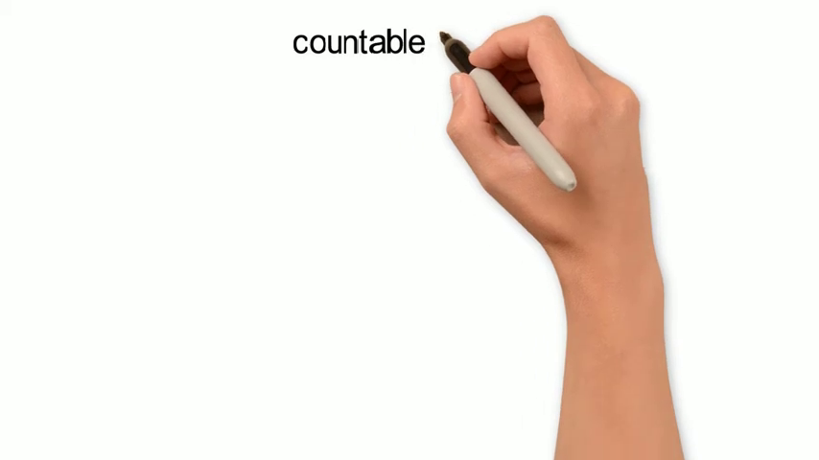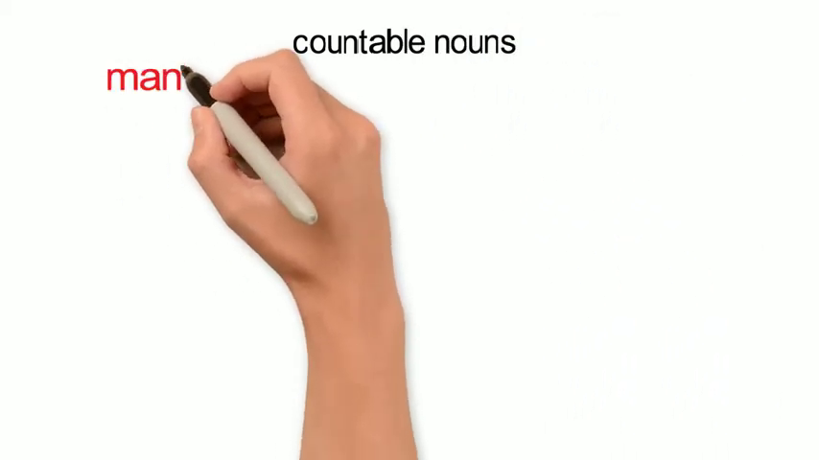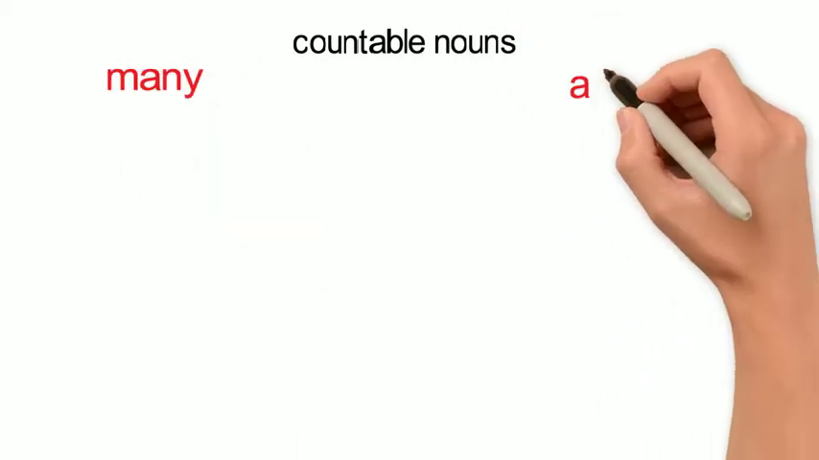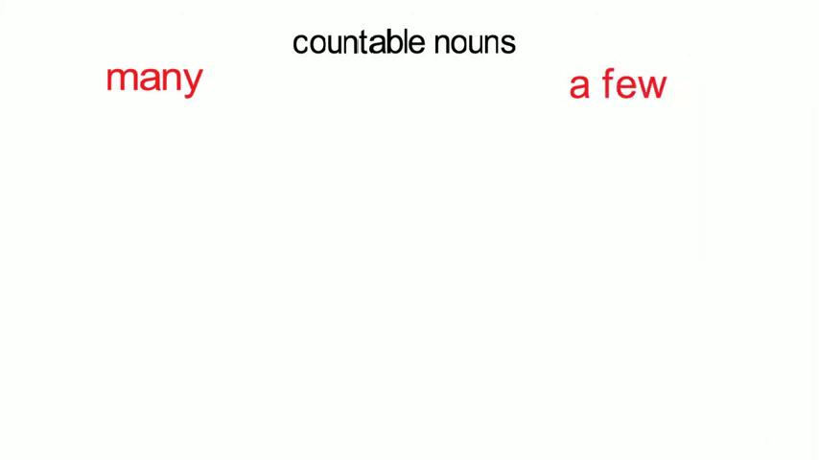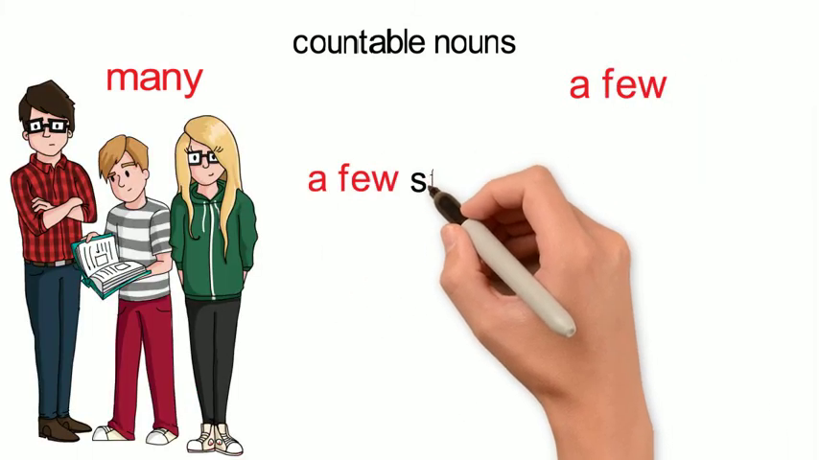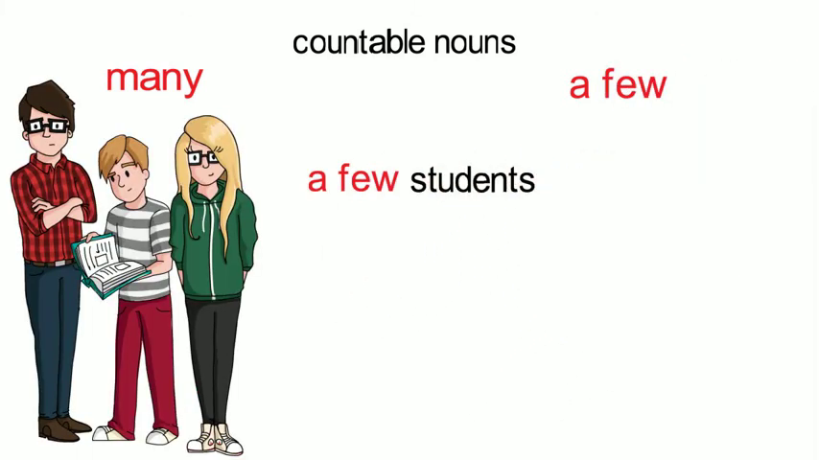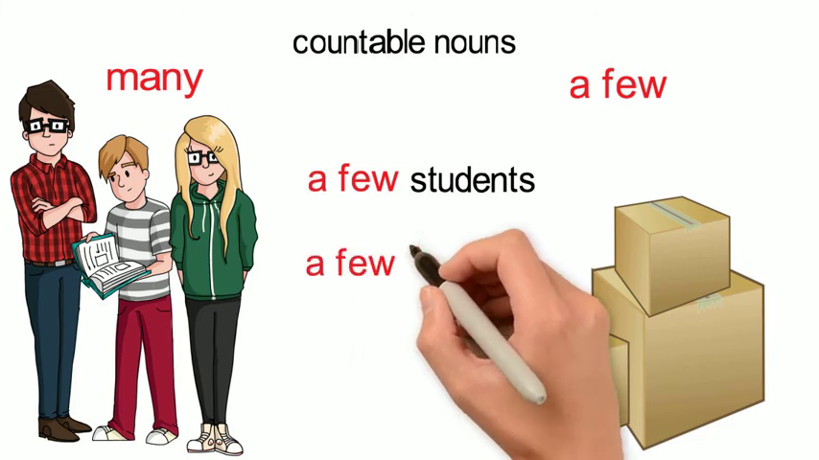Countable nouns can also be made plural with the following words: many or a few. For example, a few students or a few boxes.